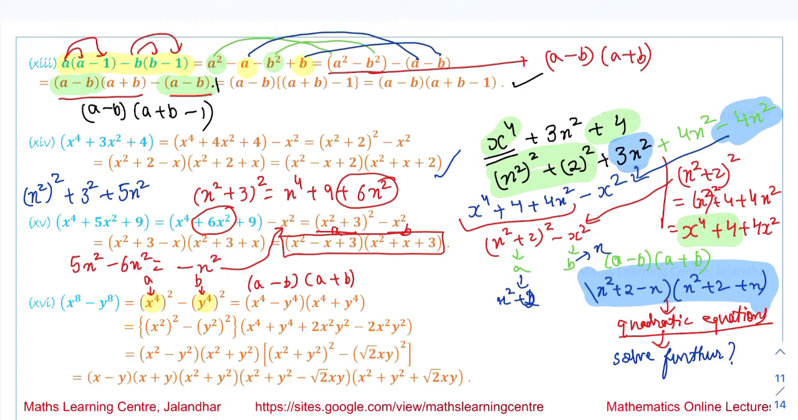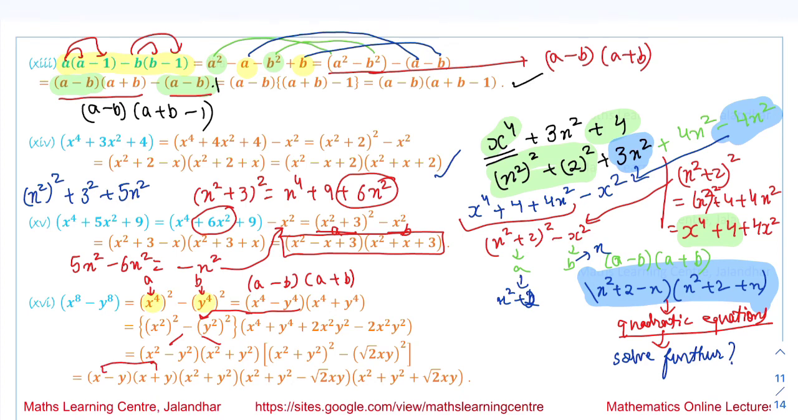Now we are having two parts. One is x raised to the power 4 minus y raised to the power 4. So x raised to the power 4 minus y raised to the power 4, you can write again as (x square) whole square minus (y square) whole square. And you will apply the formula. This will divide in two parts, x square minus y square, x square plus y square. X square minus y square will again divide in two parts.